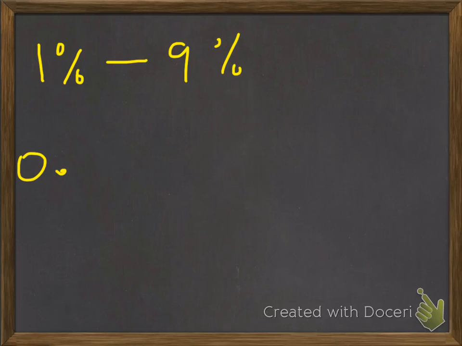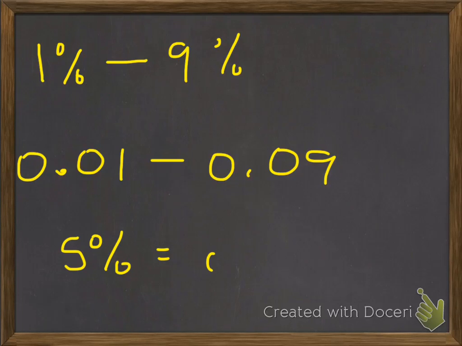Again, I tell them to be careful with the single digit numbers. Anything between 1% and 9% is going to be written as 0.01 through 0.09. So 5% is going to be 0.05.